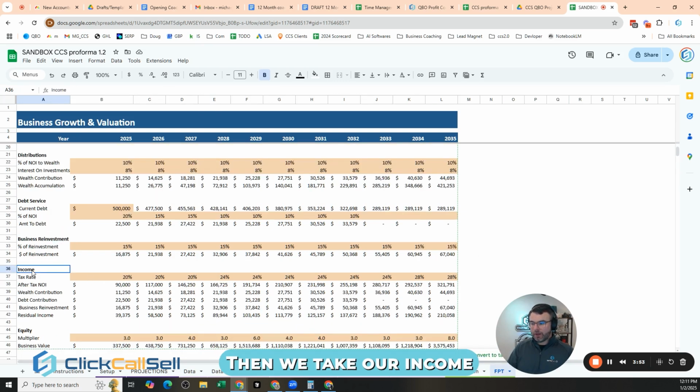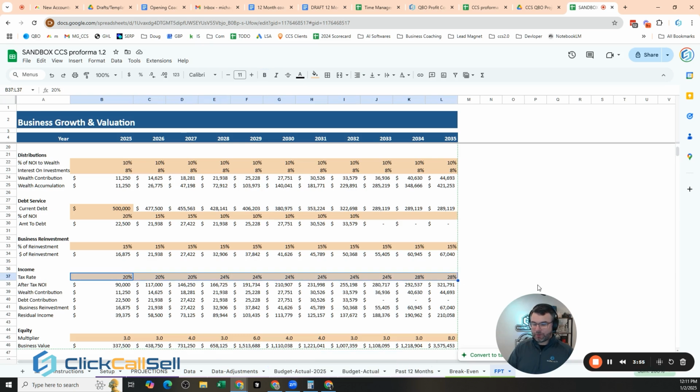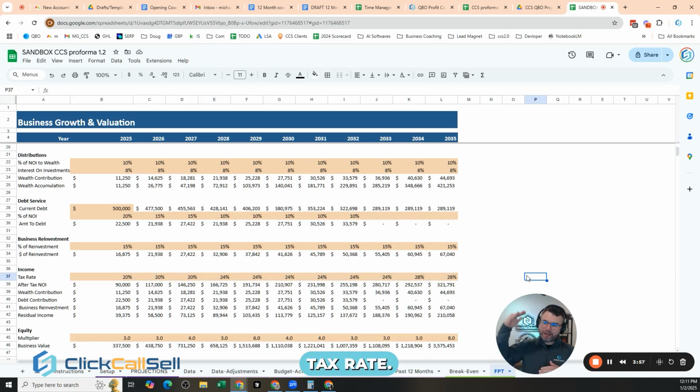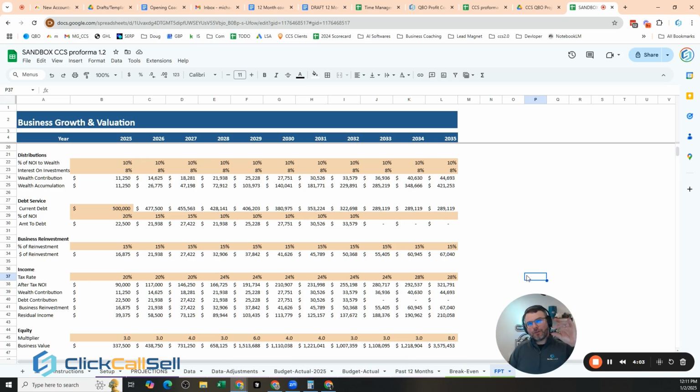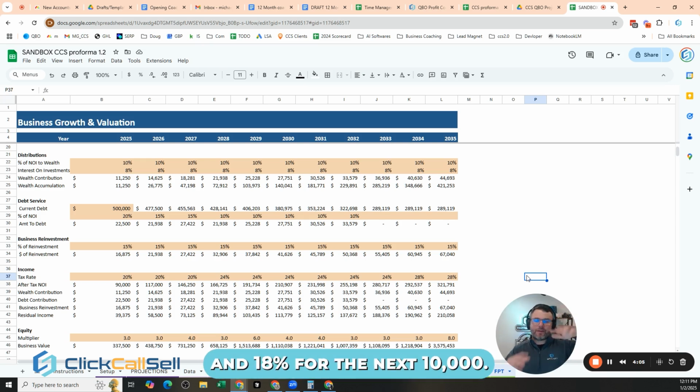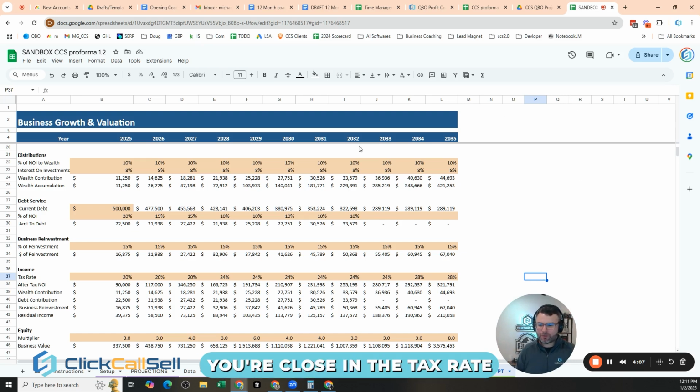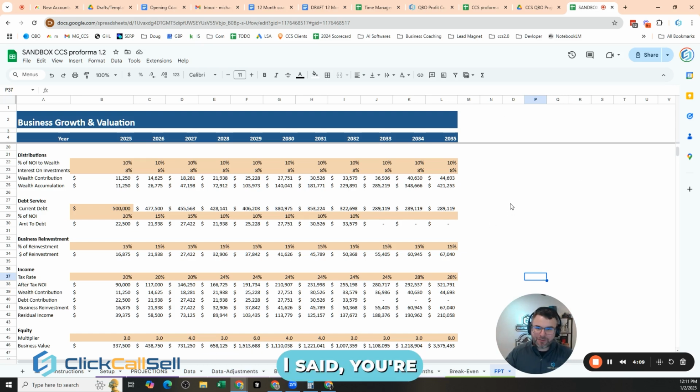Then we take our income and put in our tax rate, whatever that tax rate is. Remember, we're in a progressive tax rate, so this is not going to be an exact science, because I'm not going to expect anybody to say, well, I'm paying 13% for the first 90,000 and 18% for the next 100,000. Just put whatever you think you're close in the tax rate is. Like every other tab I've said, you're not landing on the moon.